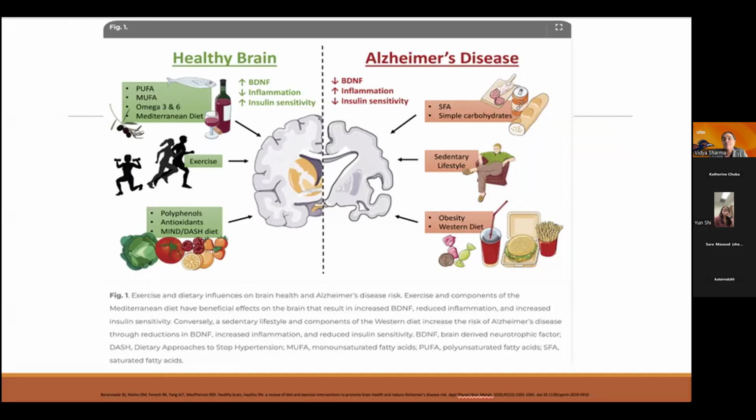Then we also have MUFAs, which are monounsaturated fatty acids. And I think if we really look into the structure of fatty acids, which is something that most of us have studied as part of organic chemistry, it makes a lot of sense. A classic example of a monounsaturated fatty acid is olive oil.